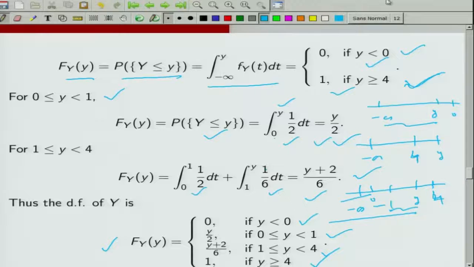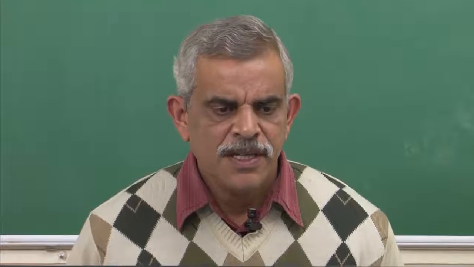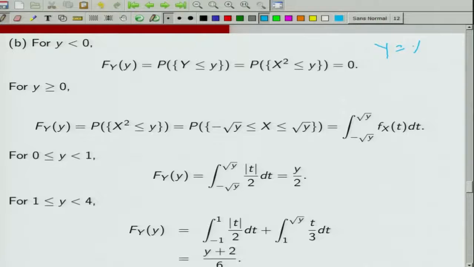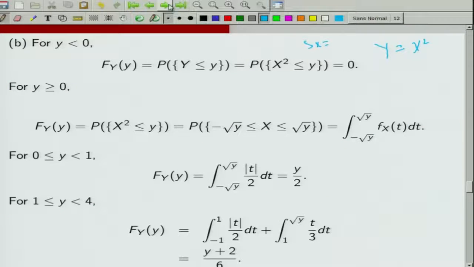Now let us try to find out the distribution function directly, and then I will try to find out the PDF. Now note that my Y is X square. Note that the range of X, the support of X, was minus 1 to 2. So my S_X is minus 1 to 2. So this suggests that S_Y would be nothing but 0 to 4, because Y is X square.